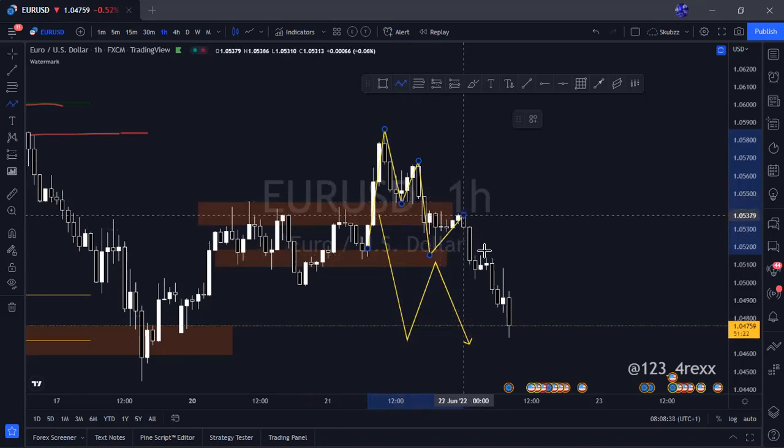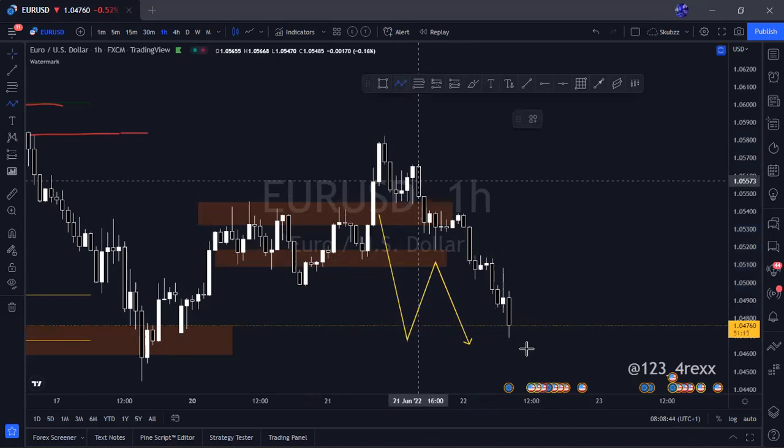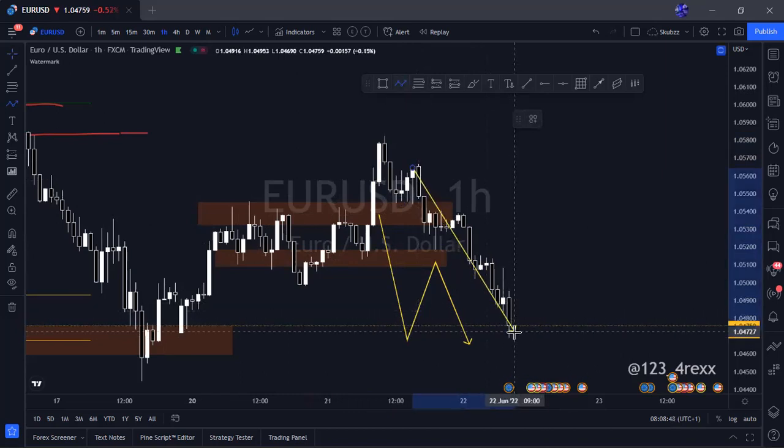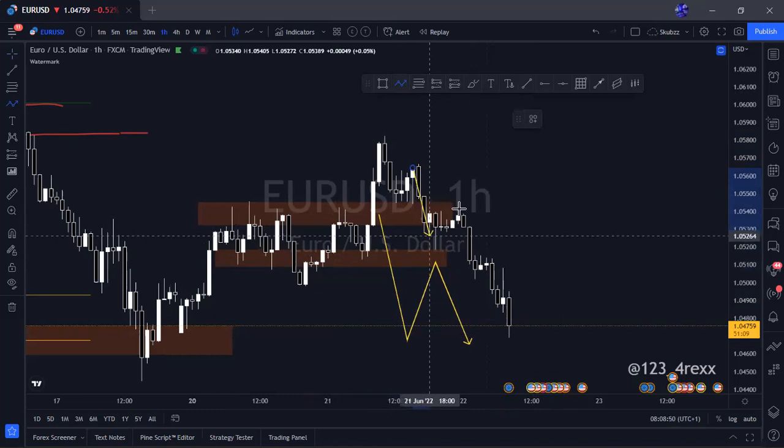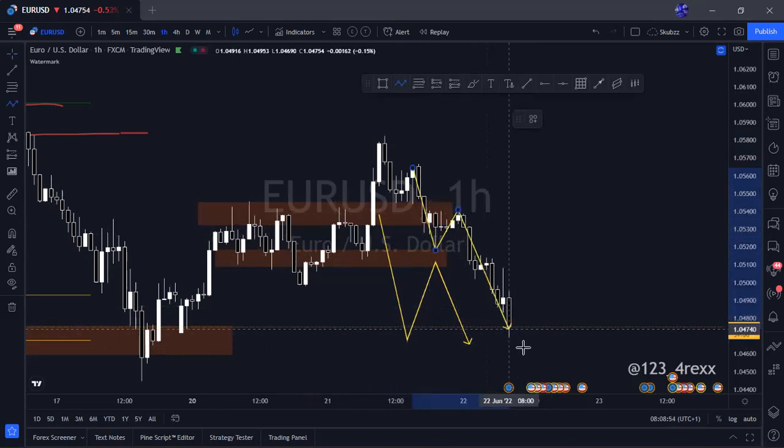Rejected a bit, but then still flushed to the downside. This is where it's tricky. I hate all these step-by-step movements because you really don't know whether this whole thing is one leg, or this is a low and then a high.